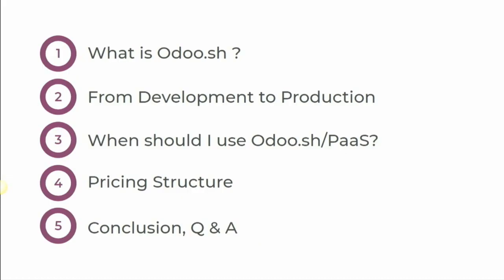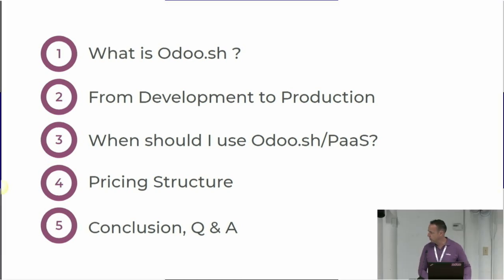So today's agenda will be, obviously we're going to start off with what is Odoo.sh, and then I'll go into how we go about, let's say, using Odoo.sh from a development to production perspective. And then when should I use Odoo.sh, as well as what are the guidelines to assess if Odoo.sh is the right solution for you. And then I'll go into pricing structure. We're very transparent in terms of how we price our solutions. I'll jump into that because that might get a little bit murky sometimes. And then I'll finish it off with conclusion and a Q&A session.